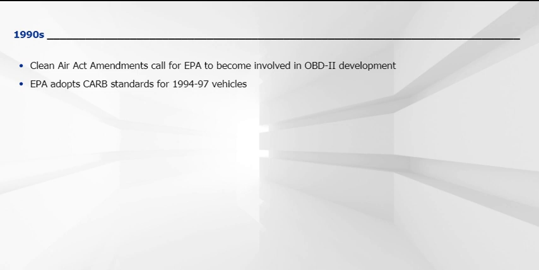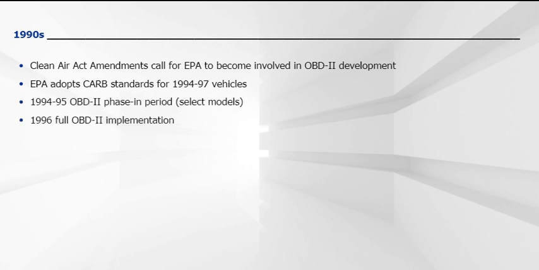This included a 2-year phase-in period of 1994 to 1995, with full implementation required by 1996. For 1998 models and beyond, the EPA imposed a new 50-state standard. This combined the original CARB requirements along with the EPA's specific OBD2 regulations.